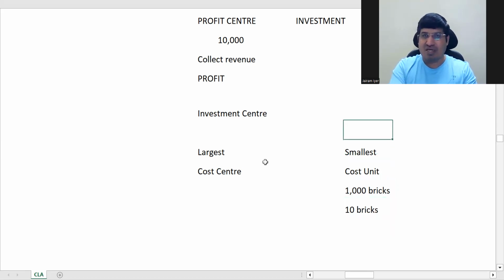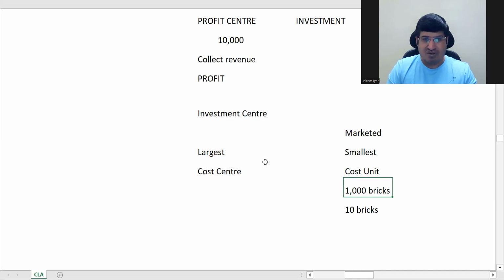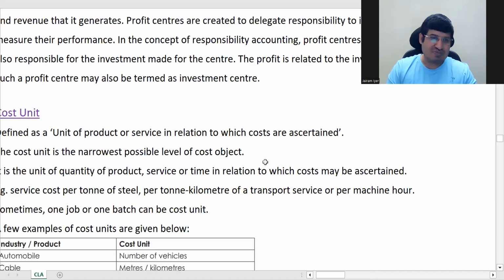So this depends on the way the products are marketed. It can be different for different companies also, but normally it is the same for one market. So in the brick market, whichever company is producing bricks, its cost will be reported per 1,000 bricks. So this is called cost unit.